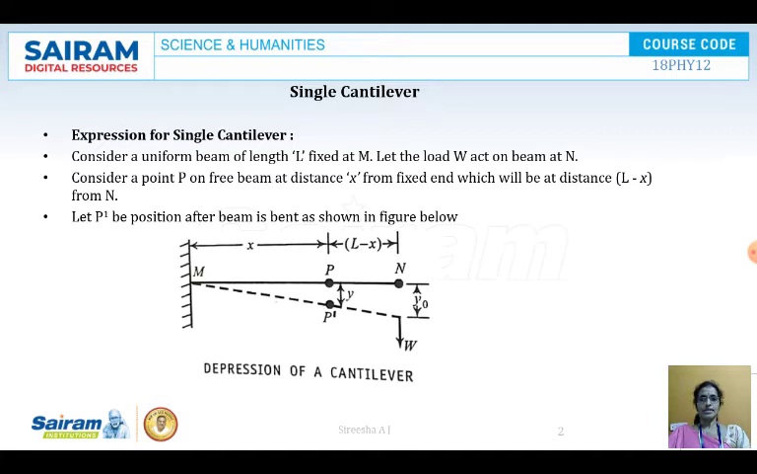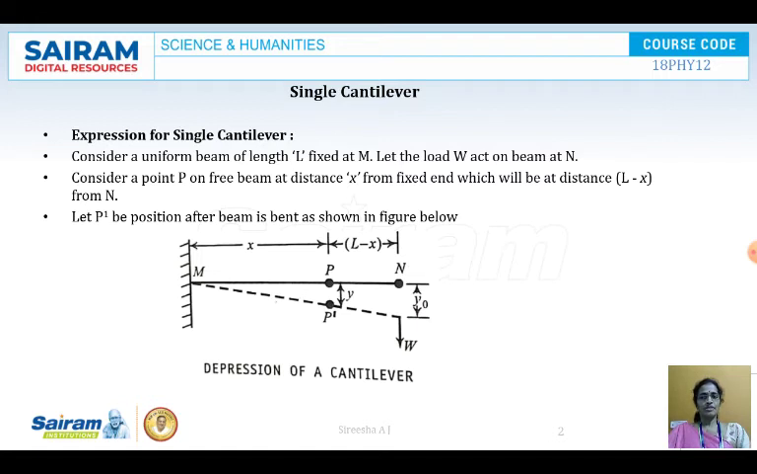Now what does it say? Consider a beam of length L which is fixed at one end. That means point M is fixed and the other end of the beam towards the right hand side is free. And the load W is attached to the right hand side free end of the beam. Now consider a point P on the beam at a distance x from the fixed end, which will be at a distance of L minus x from N. That means N is the free end. At N you are applying the load.